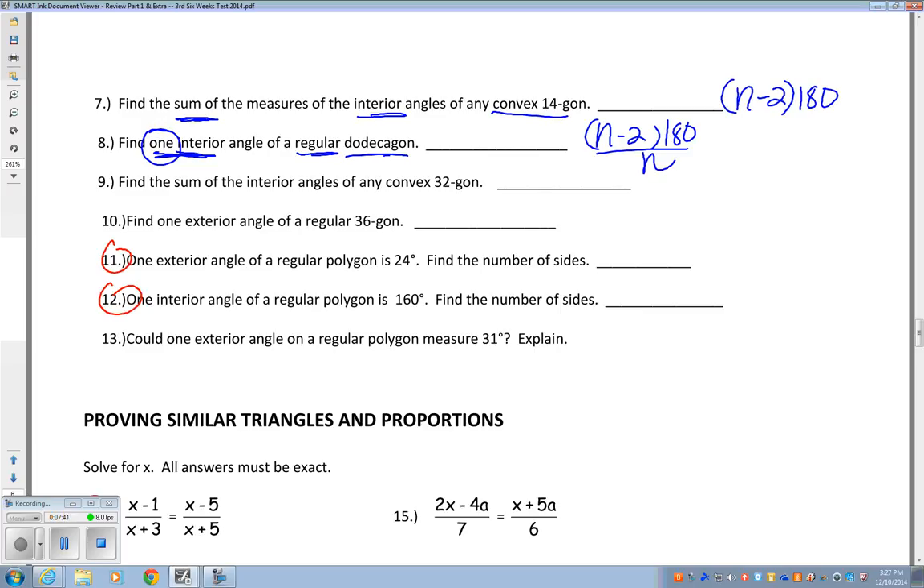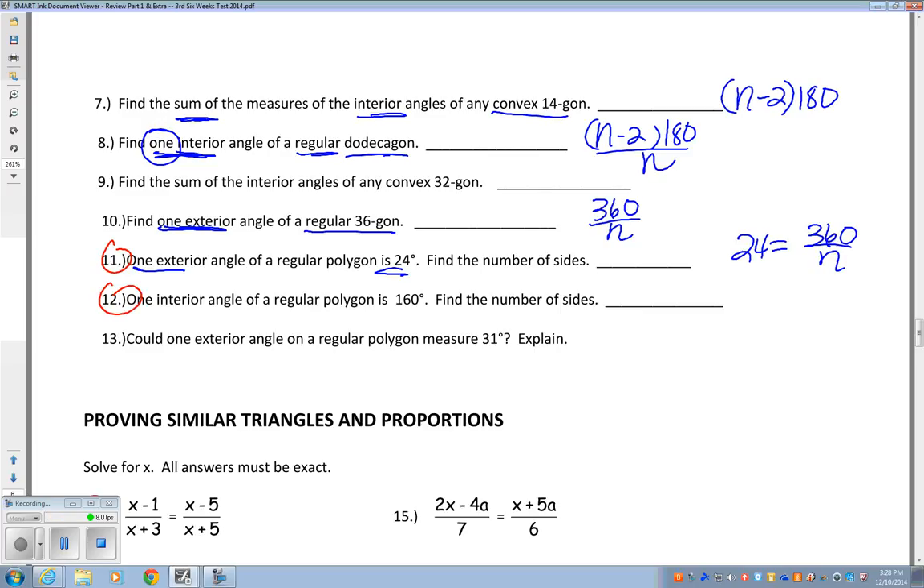Here, they want the measure of one exterior angle on 10 of a regular 36-gon. This would be 360 divided by n. So on number one, the exterior angle is 24. So 24 equals 360, the formula 360 divided by n.